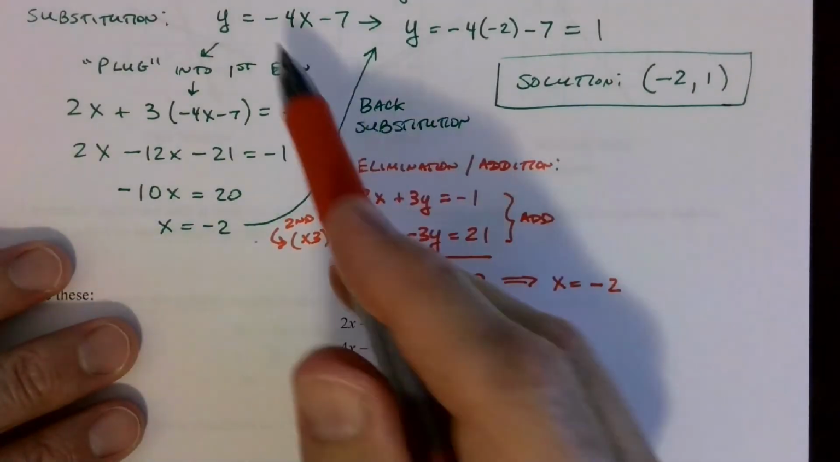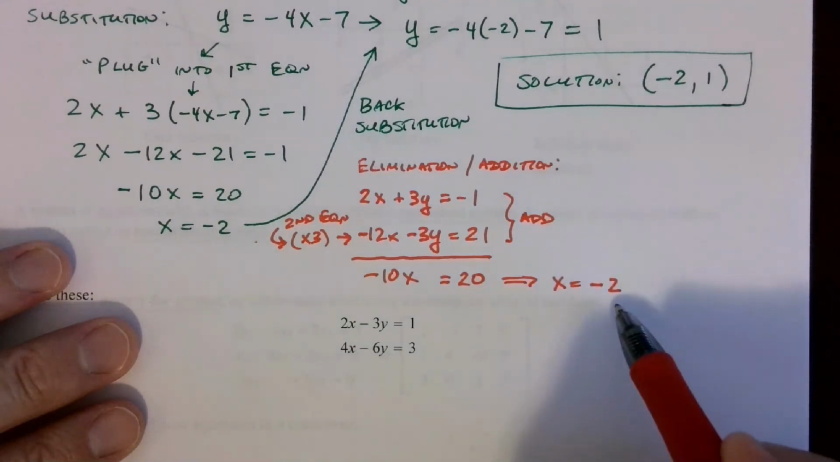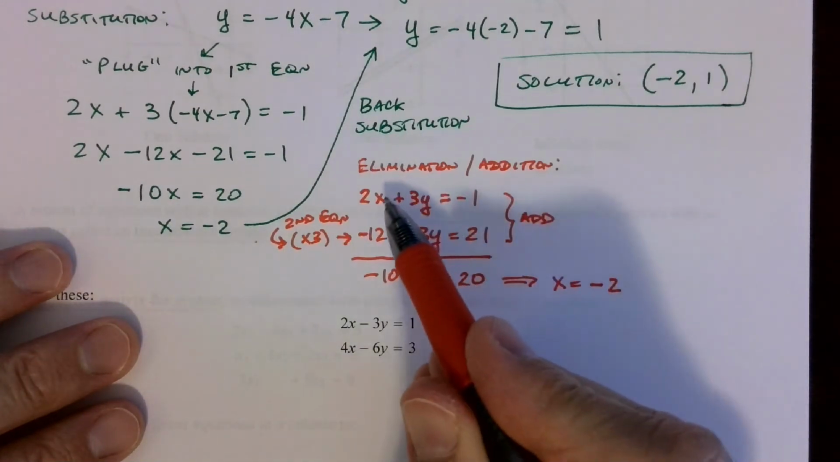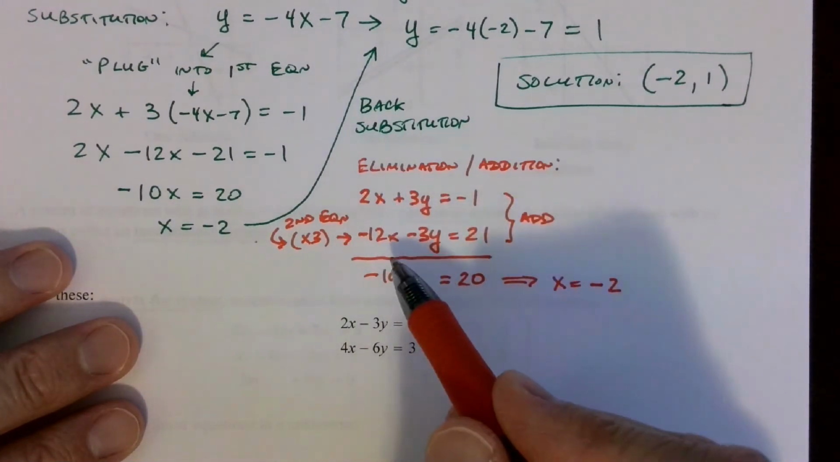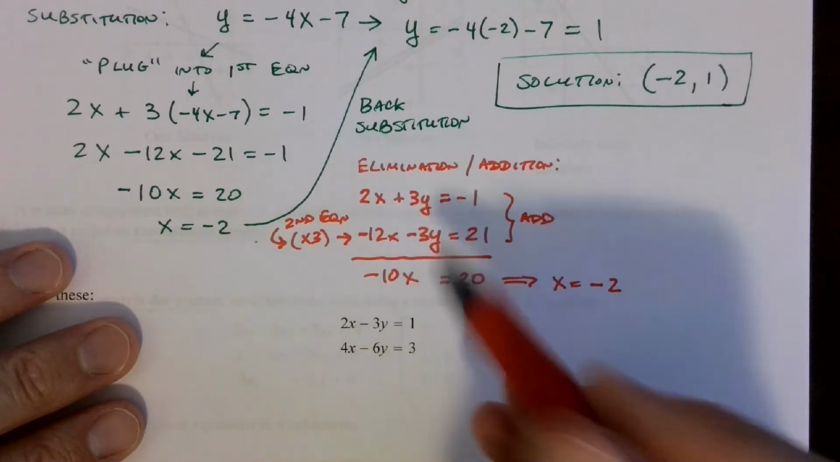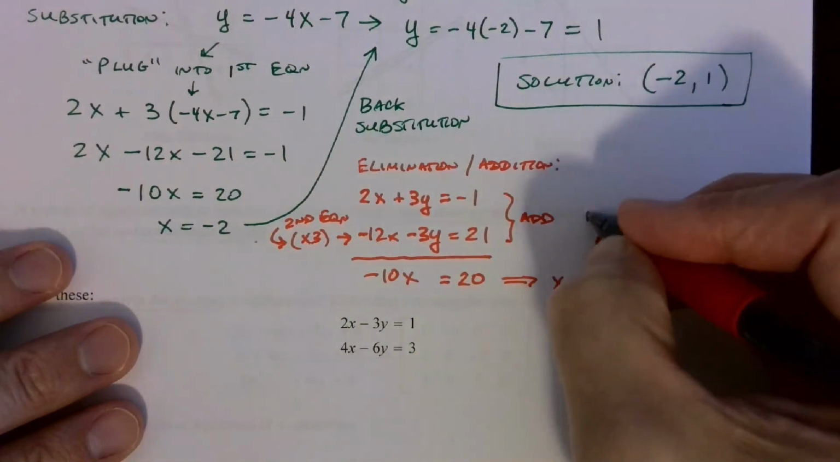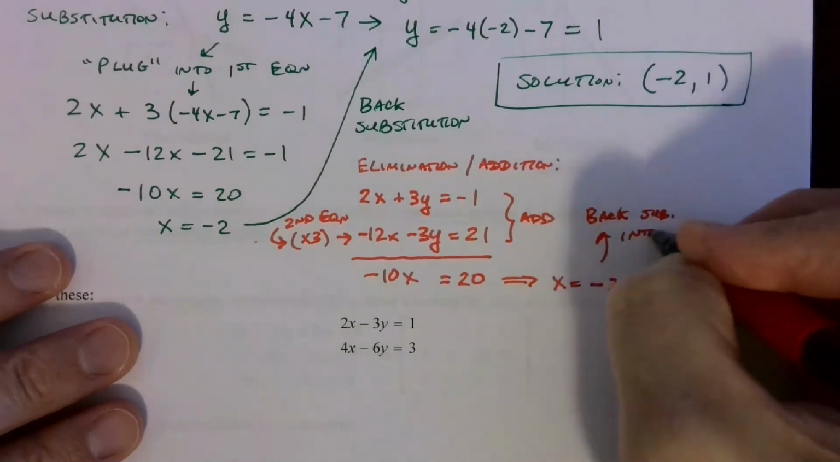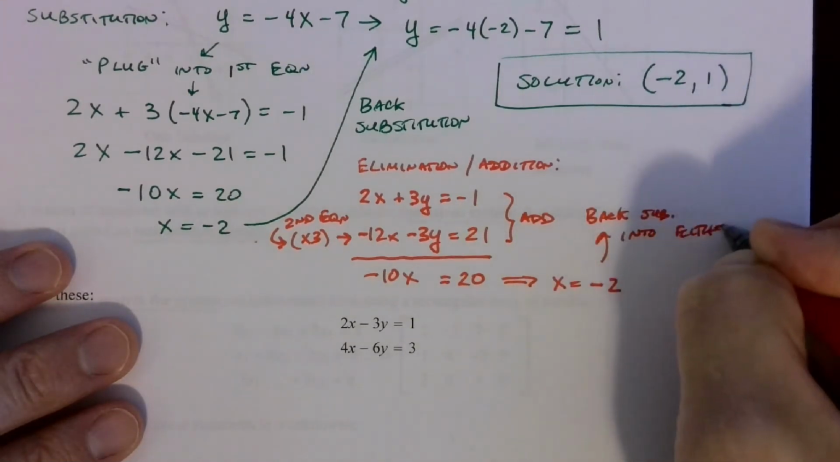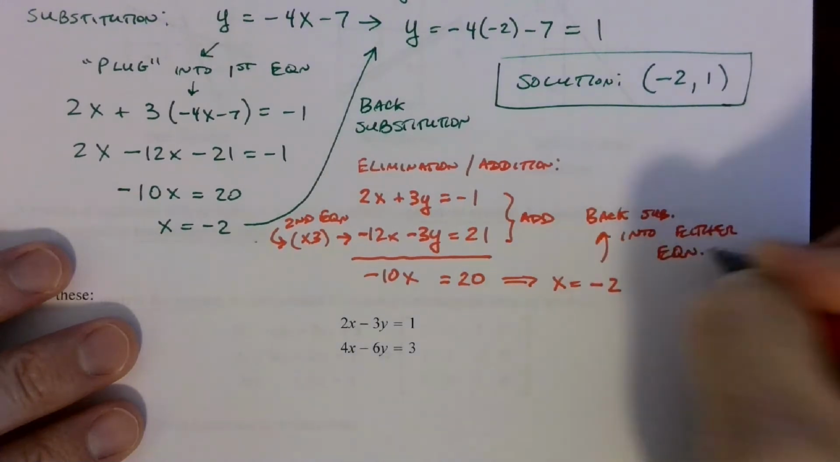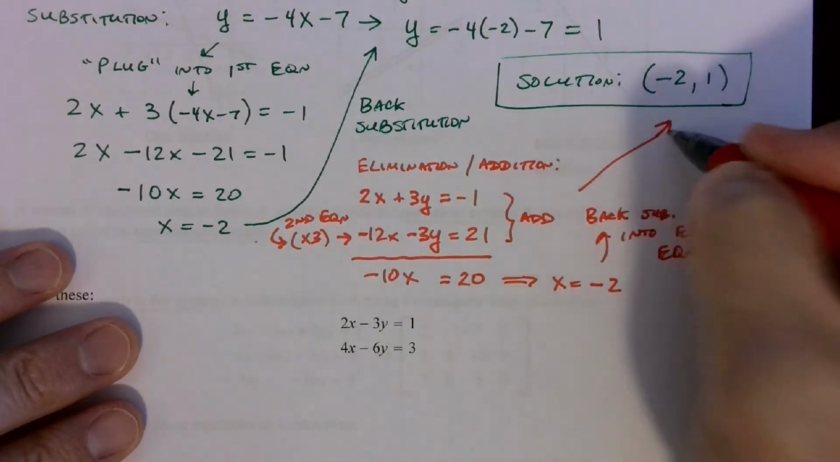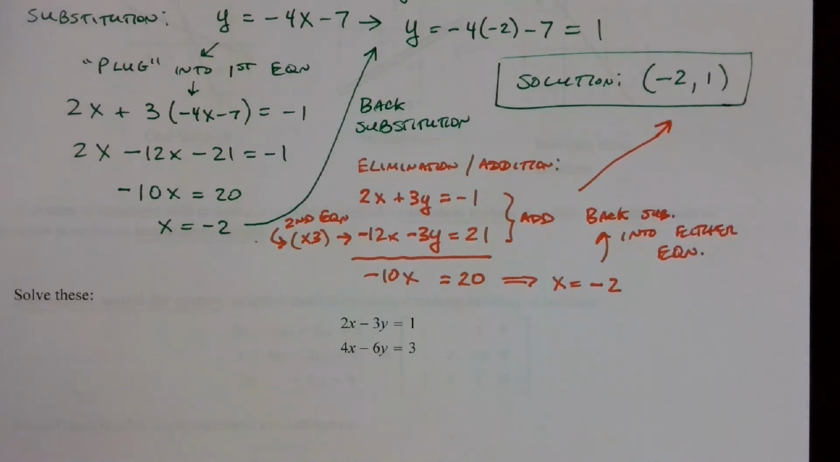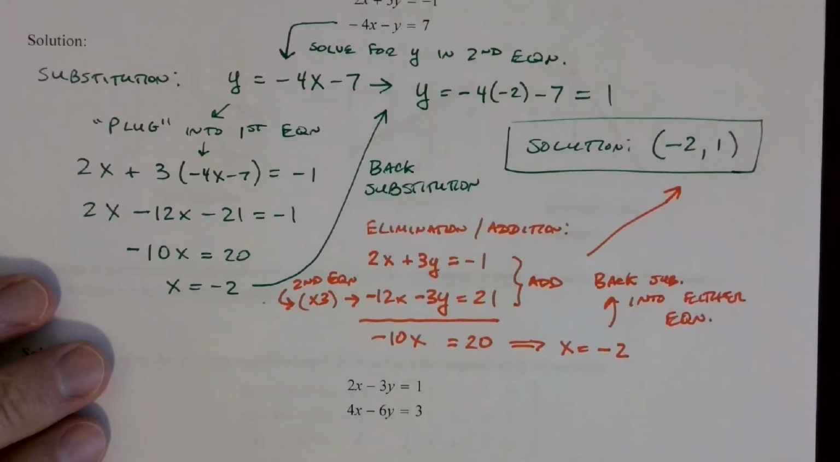And then what? Well, I haven't solved for y. I could have in either one. But I can just plug this negative 2 in for x for either equation. It doesn't matter which one. So I can back sub into either equation. And when you do that, you'll get that same solution. I'll let you do that. So you should be somewhat familiar, I hope, with these two methods.